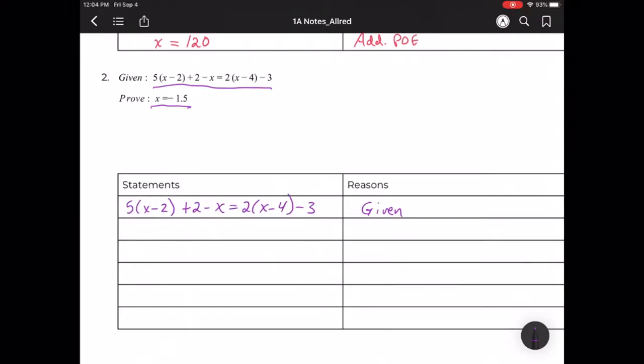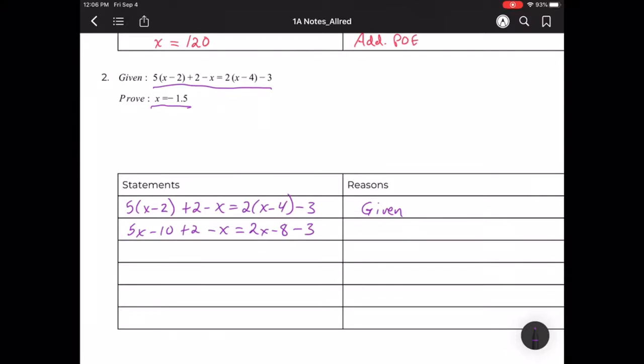And so the first thing you want to do is try and figure out how to solve the equation. Well, you should recognize the first thing to do is distribute. So we can do that on both sides. When we distribute on both sides, it turns the equation into 5x minus 10 plus 2 minus x equals 2x minus 8 minus 3.